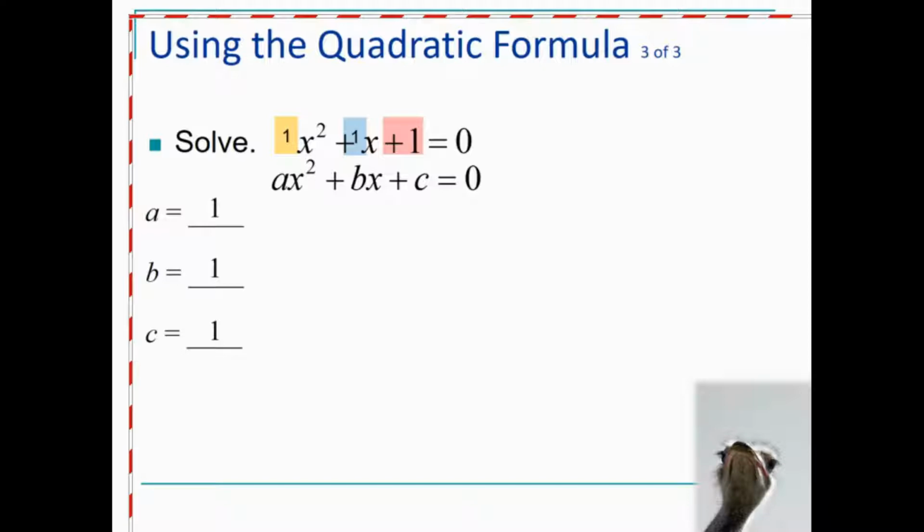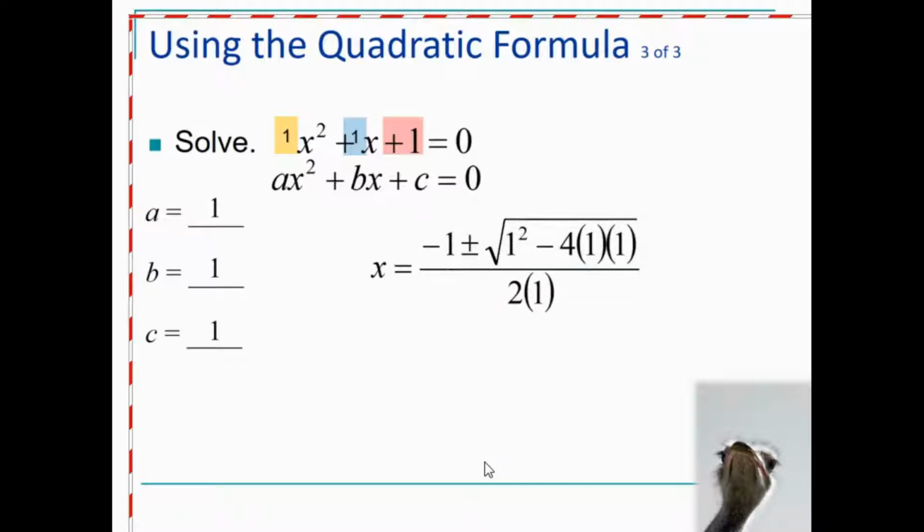We'll now use the values a, b, c and carefully substitute them exactly for the letters in the quadratic formula. We're after the opposite of b, and since b is 1, we end up with negative b plus or minus the square root of b squared minus 4 times a times c, all over 2 times a.